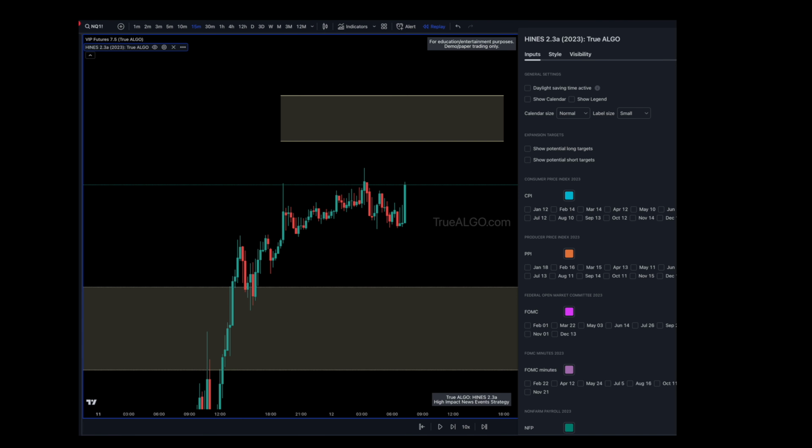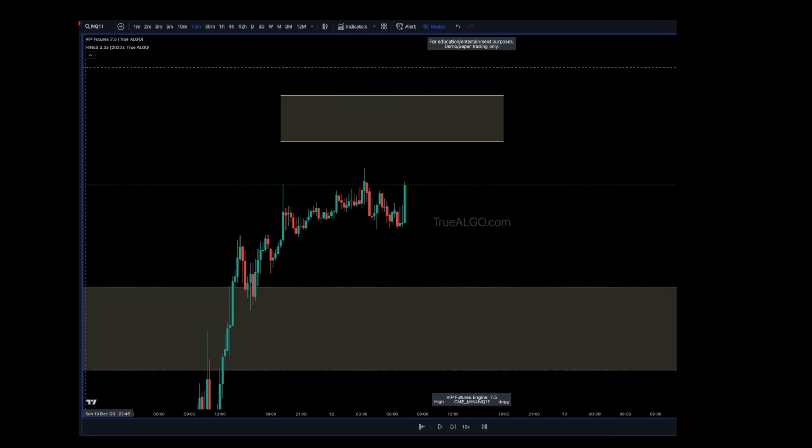But what if you want to predict the event instead of waiting for the hours to pass by? Here is the HINES True Algo indicator. As you can see here, I'm going to turn on the December 12th. That was today, that news event, and that's going to print here shortly. But you see these boxes? These are our True Algo predictive boxes.